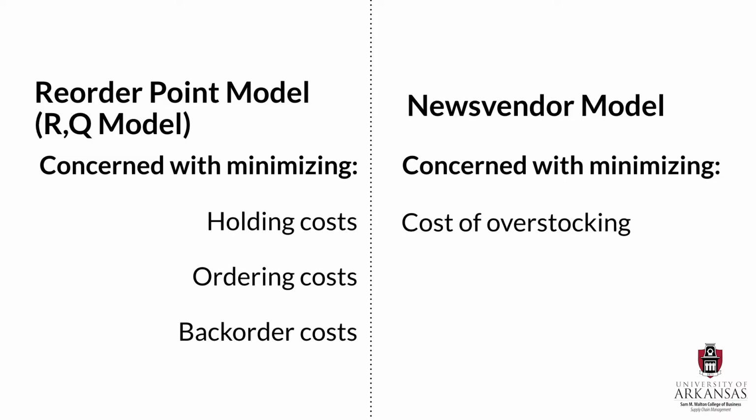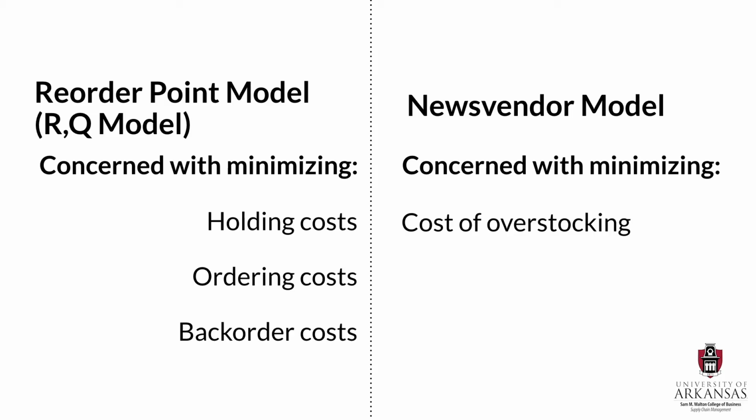In the reorder point model, we were also concerned with ordering costs, but that is not the case in the Newsvendor model. After all, we only place one order per selling season, so whatever the order cost is, it will have no bearing on the optimal Newsvendor quantity.